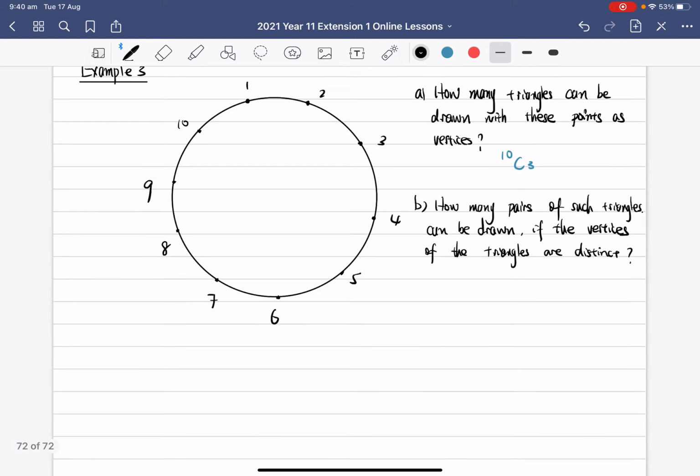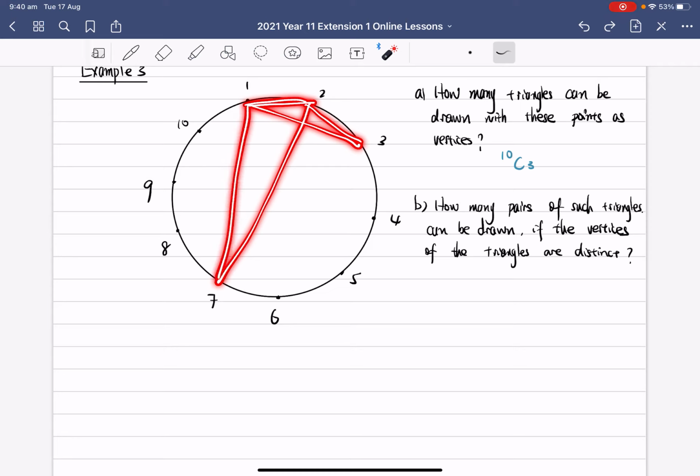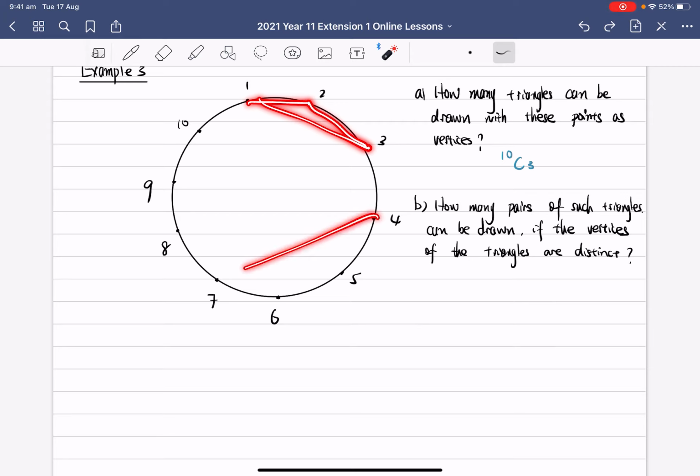Now distinct means that if you pick, for example, 1, 2, and 3 to form a triangle, and then you pick 1, 2, and 7 to form another triangle, then these are not distinct anymore, because you are using the same points twice. So you can't reuse a point; this has to be a distinct triangle compared to the first one. That's the idea. So now the question asks how many pairs of triangles are distinct. Now we need to think about this.